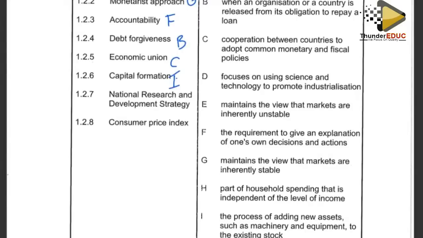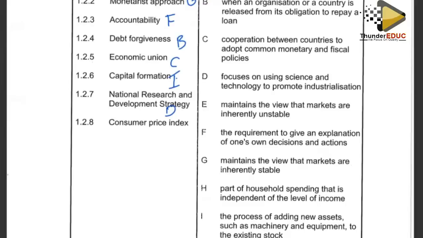Next question, we have 1.2.7 that reads as follows: national research and development strategy. So now if you check the list of options given, the appropriate answer in this regard is going to be D, because the national research and development strategy focuses on using science and technology so as to promote industrialization in South Africa. Okay, right. So our appropriate answer in this regard is going to be D. Okay, right, great talks.